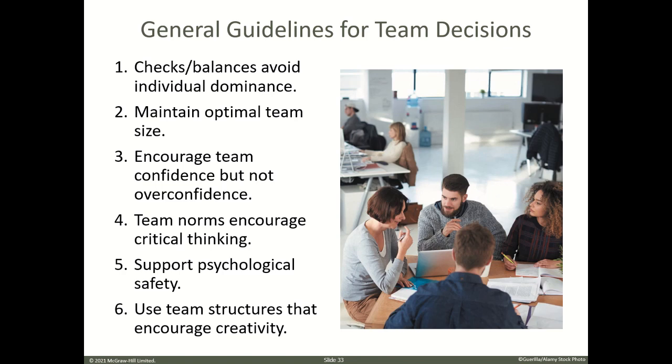The first one is check and balance. Ensure that leaders or other members don't dominate. Sometimes in the team, one person may be dominating another, right? Team members, it should not be there. Who is going to check? Maybe the manager or the owner in the organization. So they will be checking all these things and maintain the optimal team size.